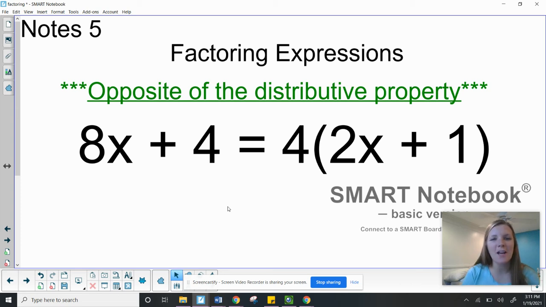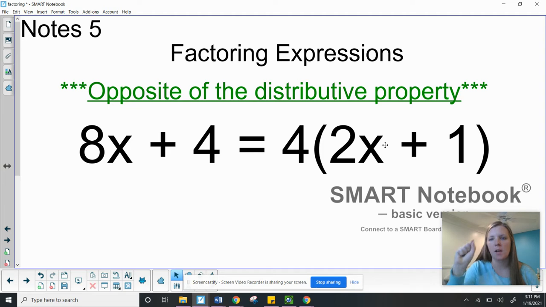Hello, these are notes 5 called factoring expressions. We've been doing a lot of work so far with properties of numbers, specifically the distributive property. The distributive property looks like this right-hand side of the equation, where we would give the number on the outside to each thing on the inside.